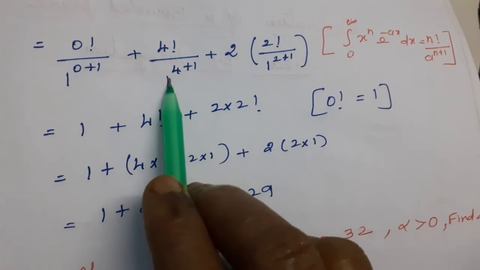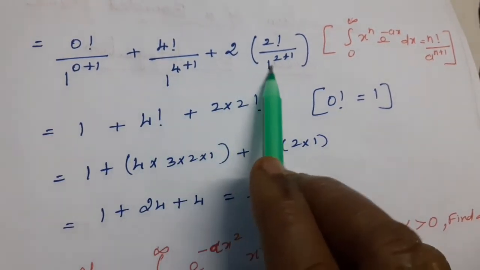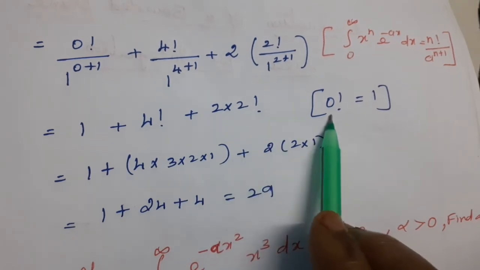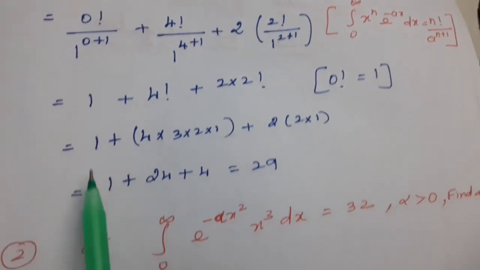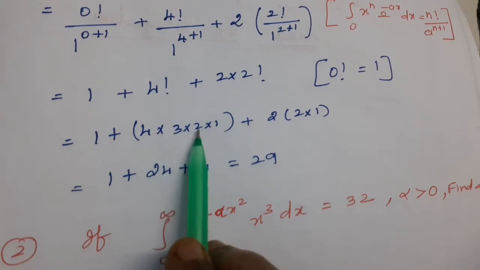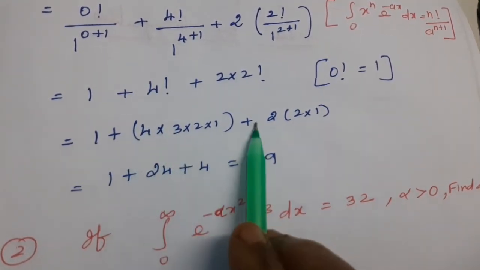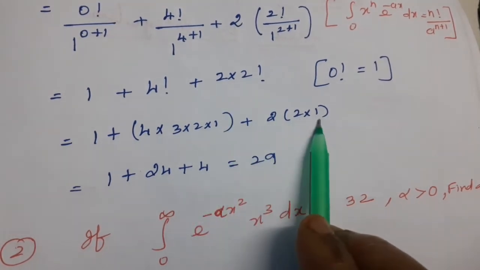1 power any number is what? 1 only. Here, what? 1. 2 into 2 factorial. 2 factorial is nothing but what? 2. Here I write it, 0 factorial is nothing but what? 1. Therefore 1 plus 4 into 3 into 2 into 1. 4 factorial is rewritten as 4 into 3 into 2 into 1 plus 2 into 1. 2 factorial is rewritten as 2 into 1.